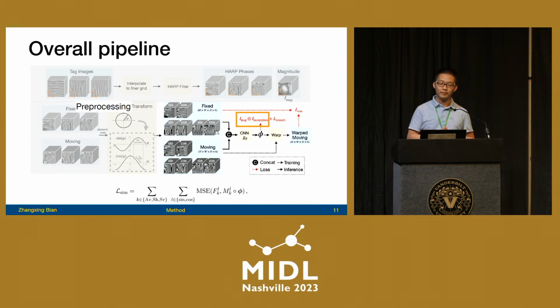We need to warp the moving image by the deformation field to create a warped image, and try to minimize the discrepancy between the fixed and warped moving image by minimizing a similarity loss. Here we just use MSE as the similarity loss. And on the deformation field, people will usually apply some regularization to make it smoother and look more realistic. Here we want to focus on the incompressibility loss.